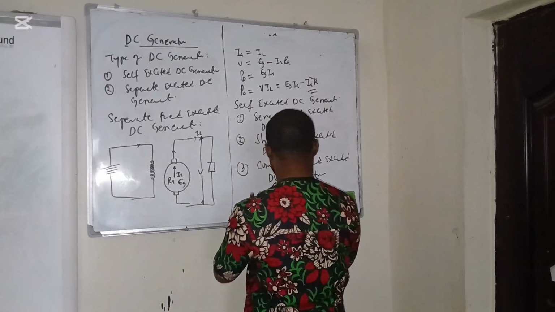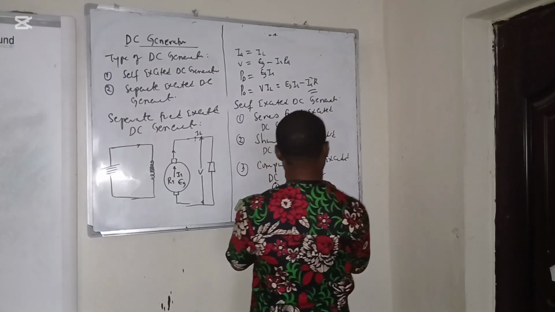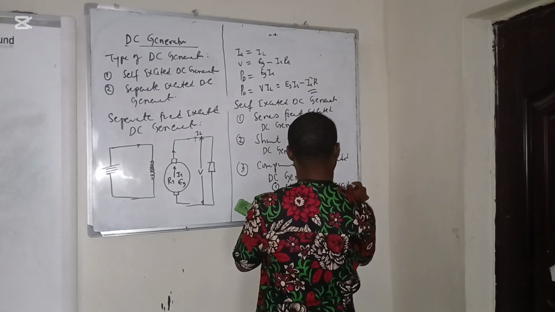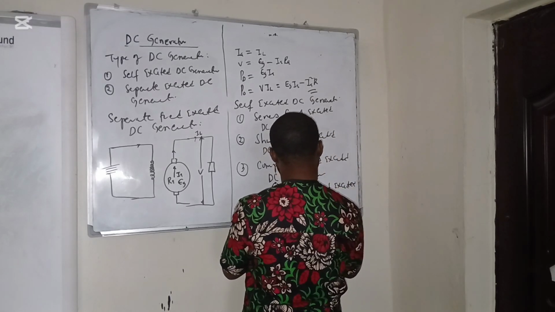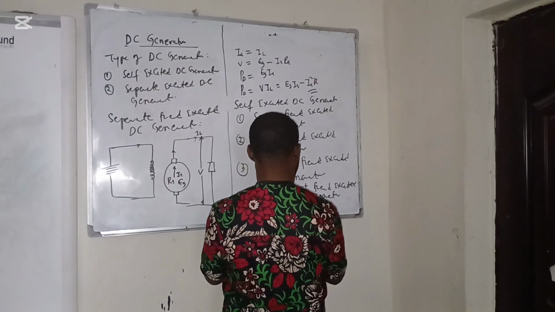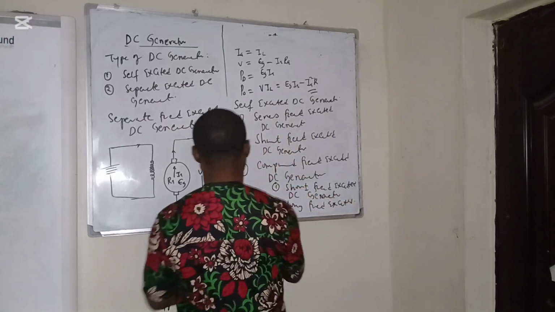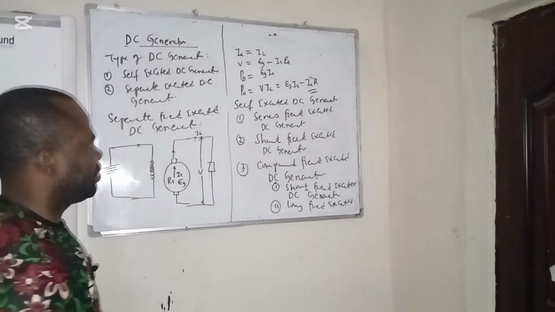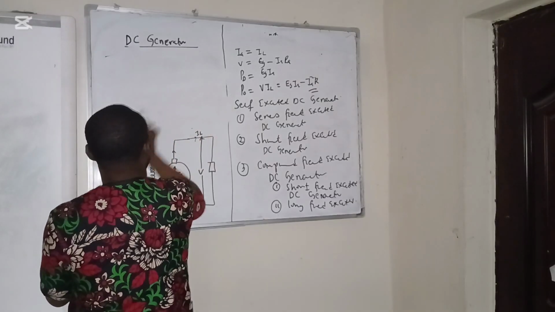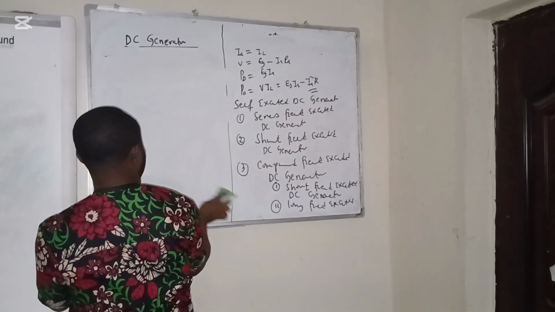We have the short field excited DC generator, and finally we have the long field excited DC generator. So at this point, we are going to look at their individual circuitry setup.